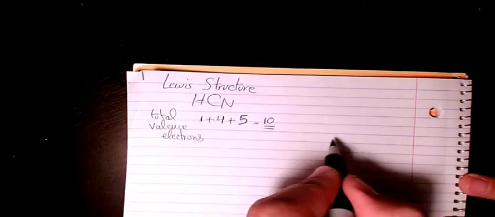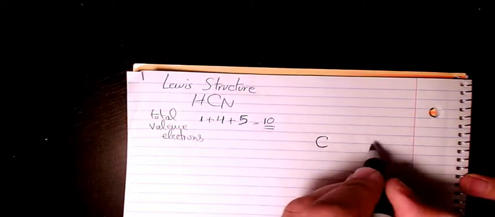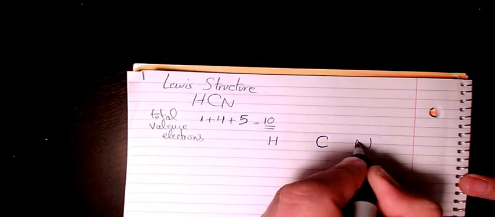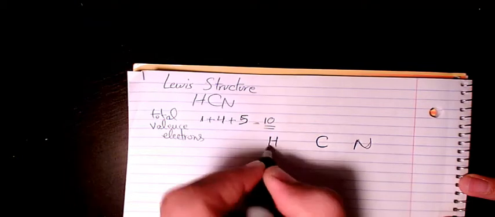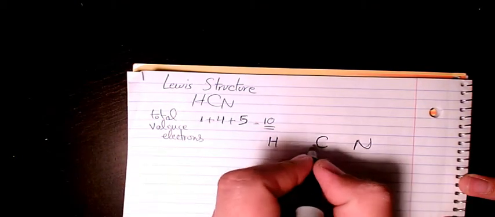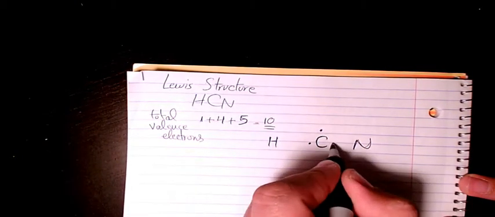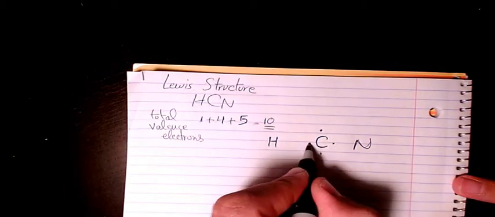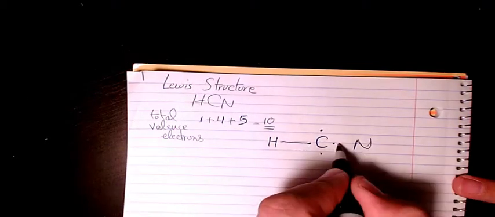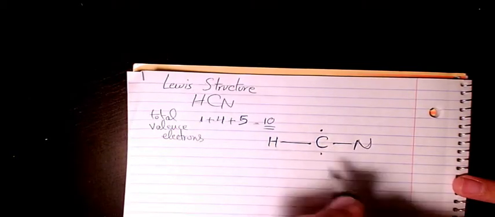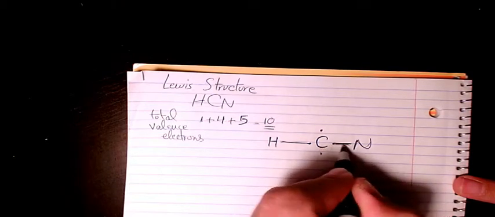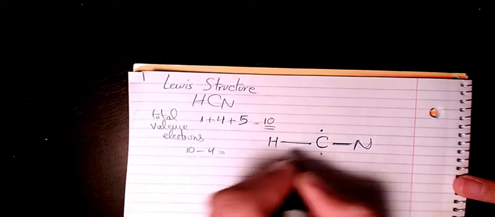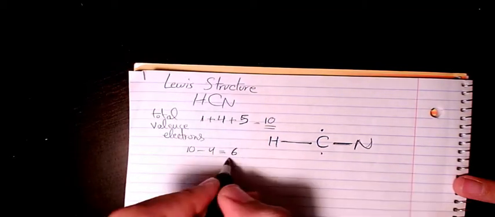Now what I can do is write the central atom here, C, and N and H on the two other sides. Then I have carbon, which has 4 valence electrons. We have a bond between C and H and a bond between C and N. If we consider only these two bonds, we have 10 minus 4, because we have two bonds, so it's going to be 6 remaining electrons.